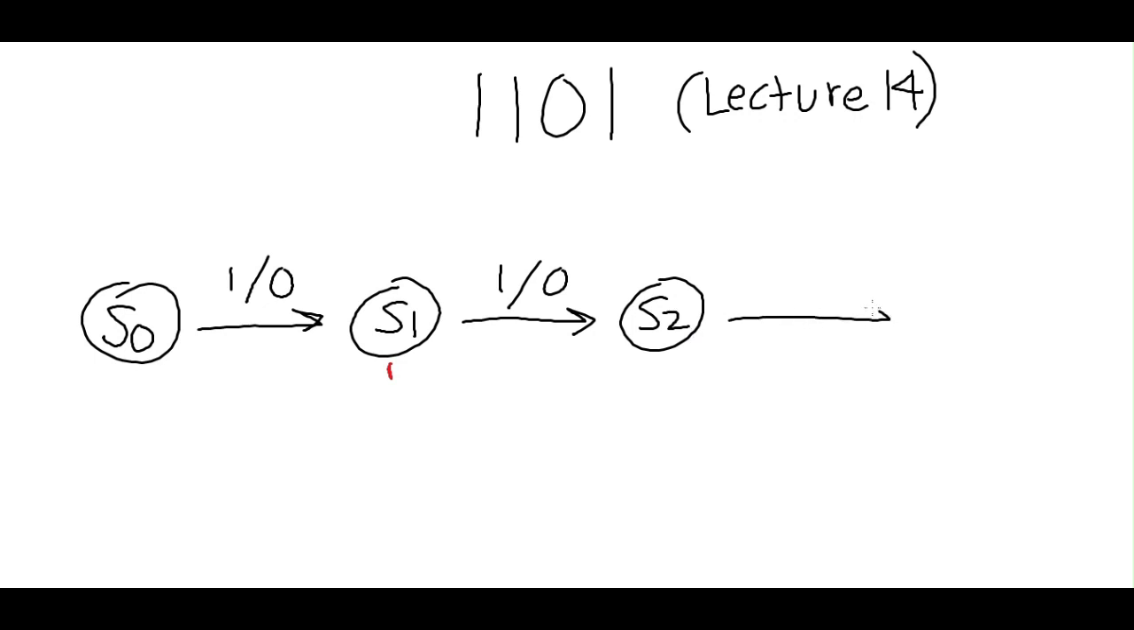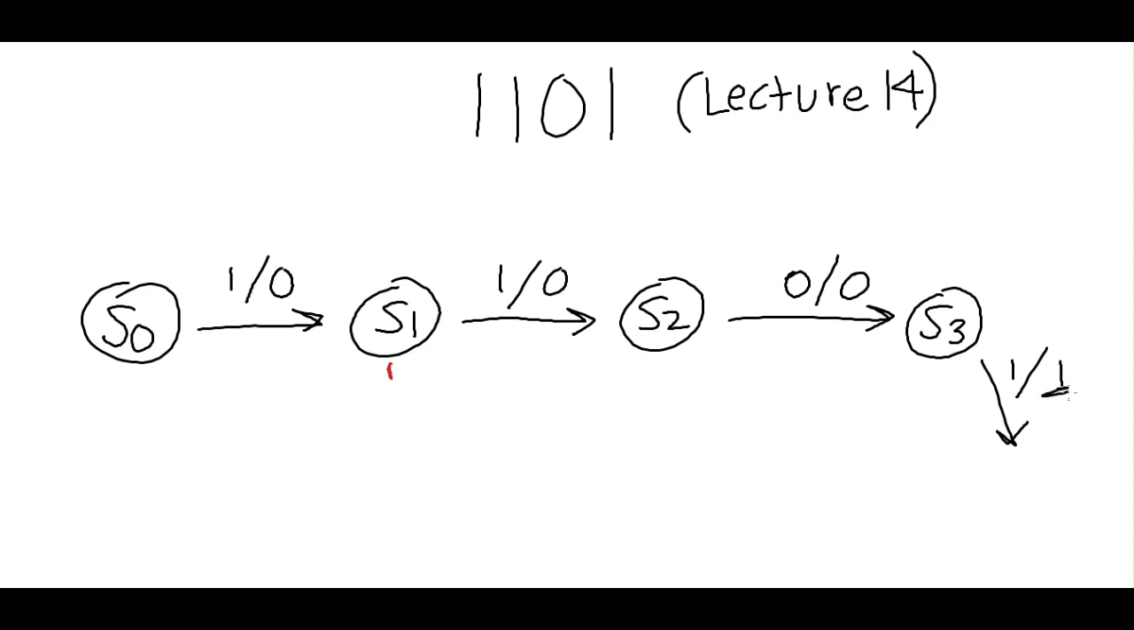Then we want to enter in our third bit, which is 0/0. And now we're at S3. But we want to use the least amount of states to represent this diagram. So we have to figure out where this last 1/1 will go.